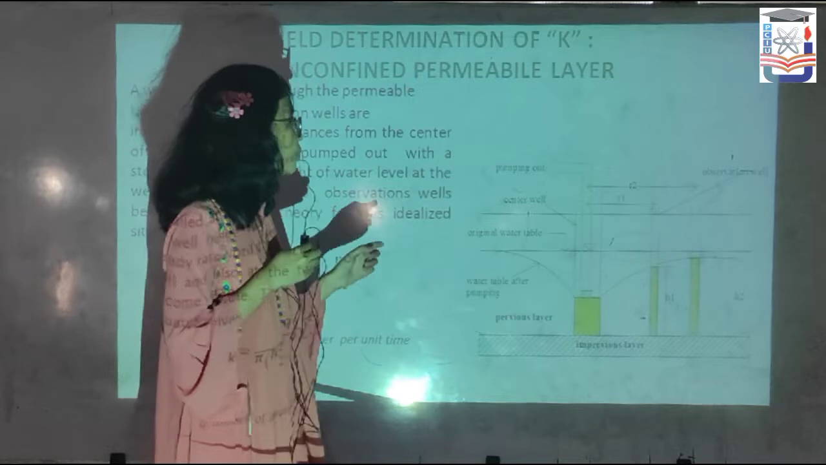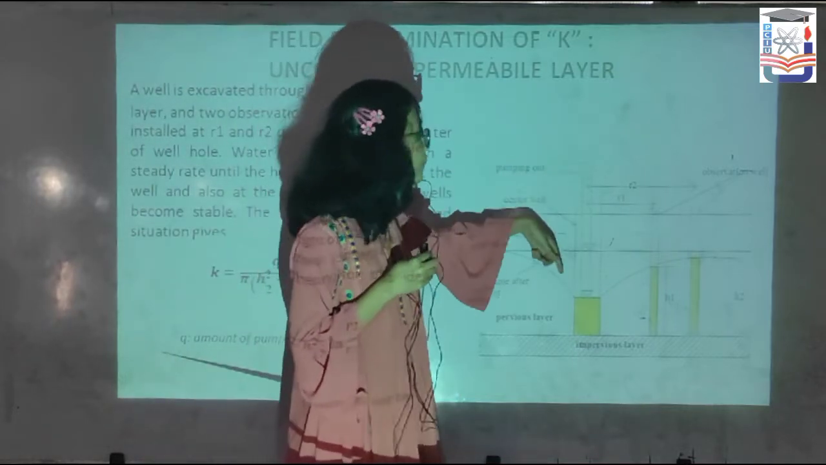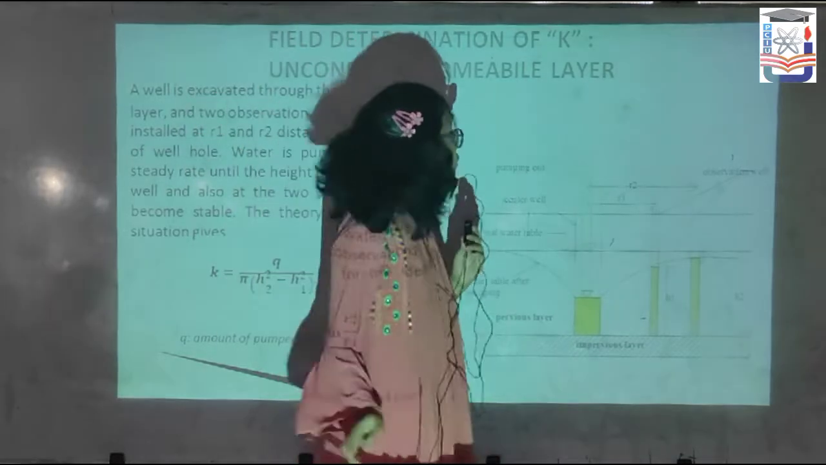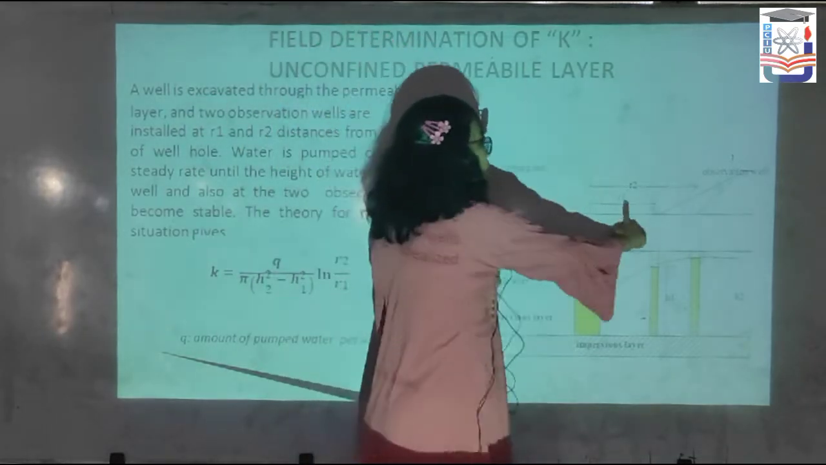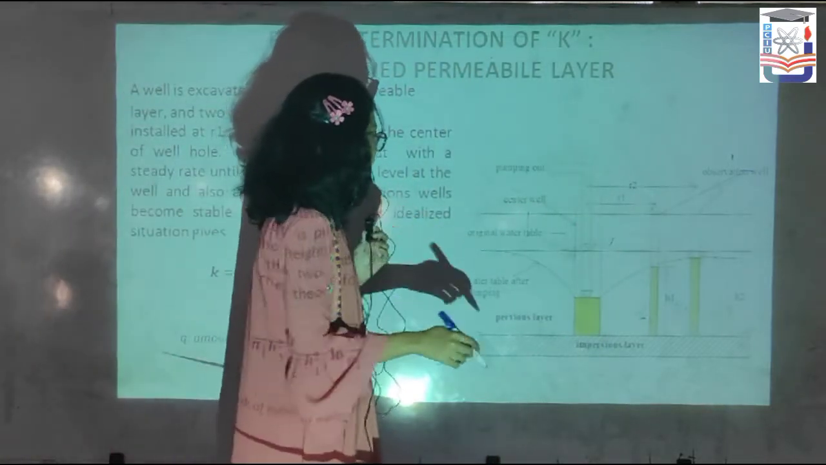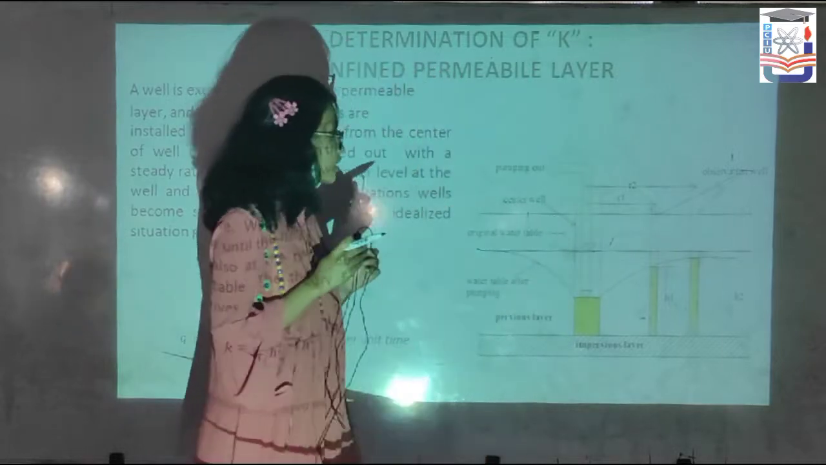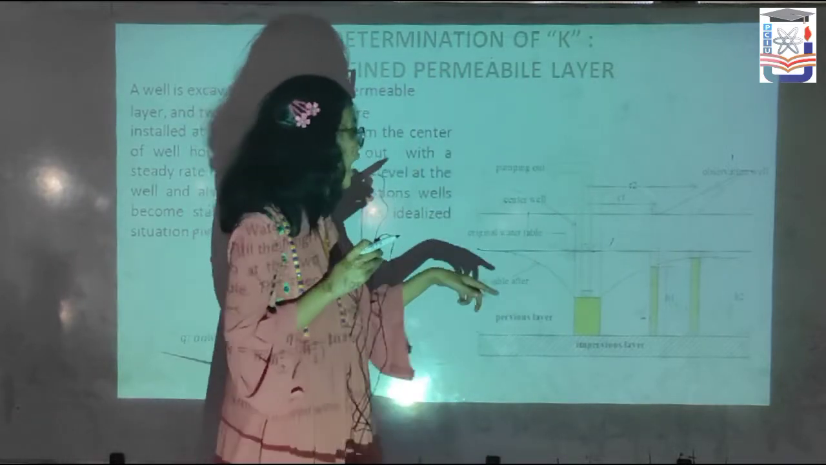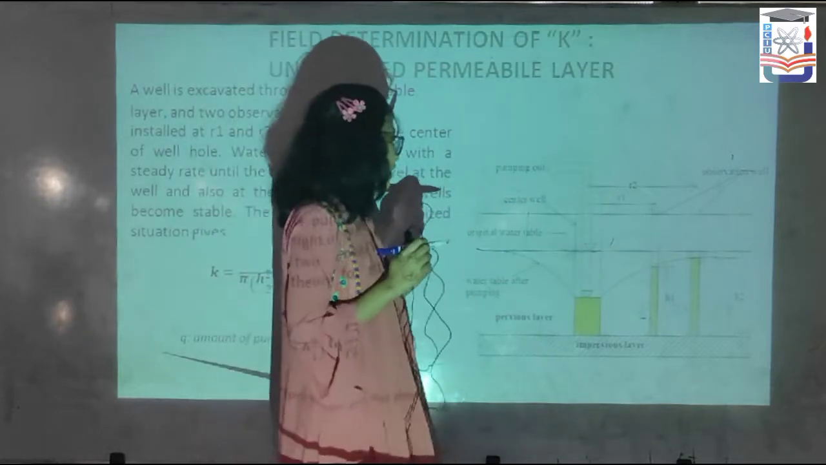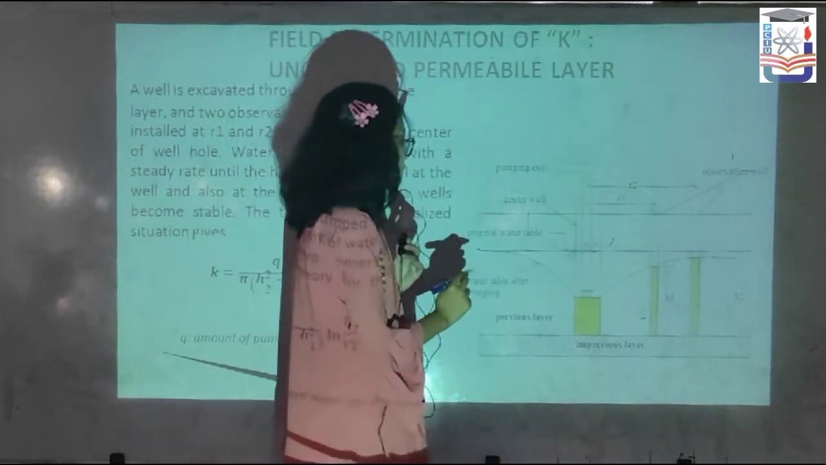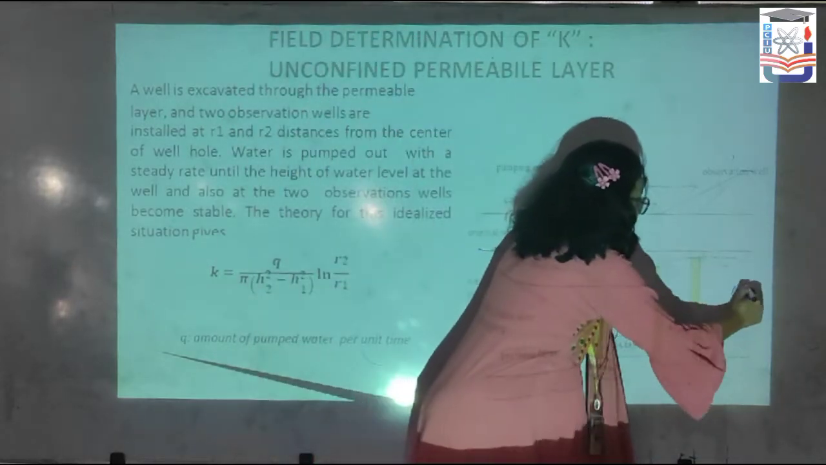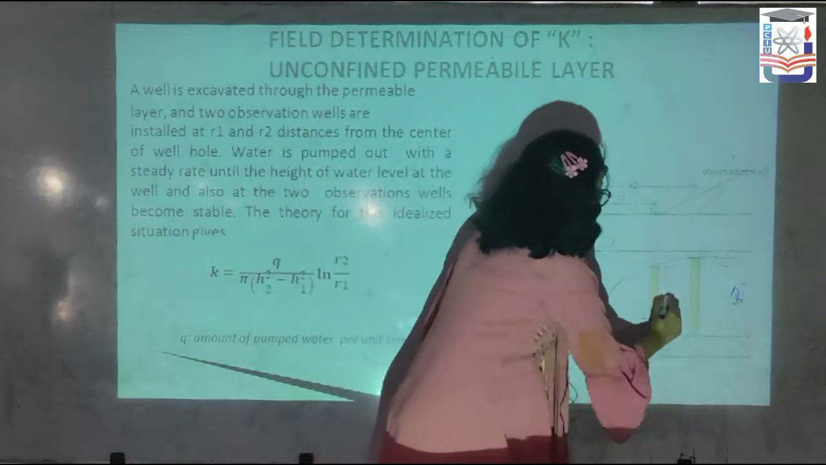In this test, first a well is excavated through the permeable layer, and two observation wells are installed at R1 and R2 distances. Here the original water table is this, and the water will be pumped out until the height of the water at the well and the two observation wells becomes stable. After pumping, the water influence radius will be like this. Here the height is H2, and after pumping water the height is reduced to H1.